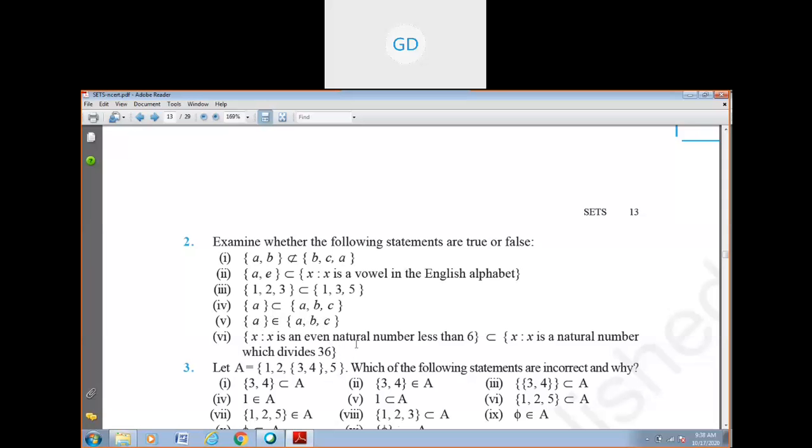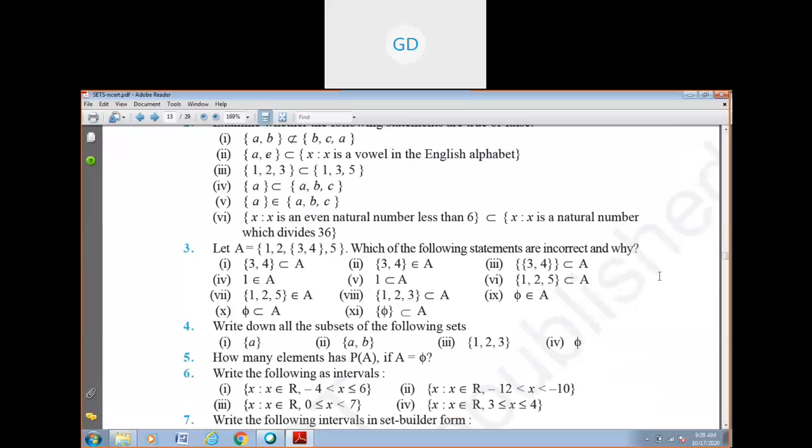And in the next one, if you see here, x is an even natural number less than 6, a subset of x is a natural number which divides 36. That is, all factors of 36. And even natural numbers less than 6 means 2 and 4. And 2 and 4 are obviously factors of 36. So very clearly it's a true subset. And again in the next type, based on a similar concept, which of the following statements are incorrect and why?